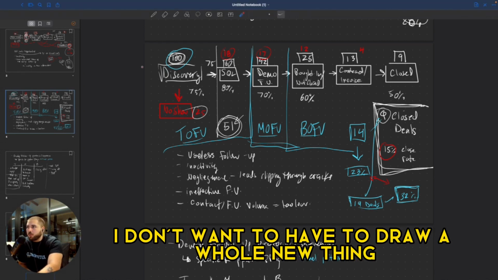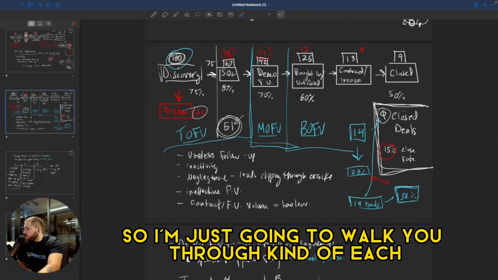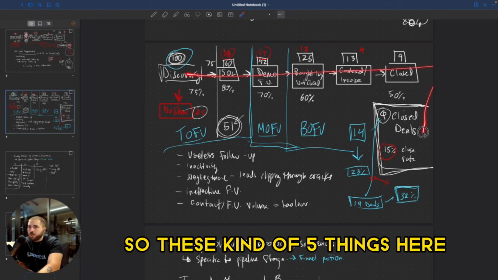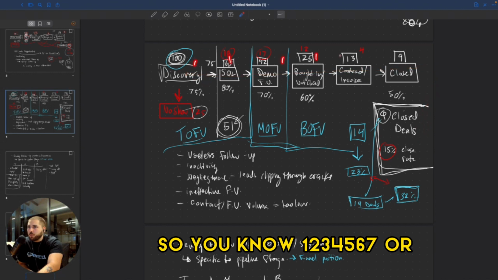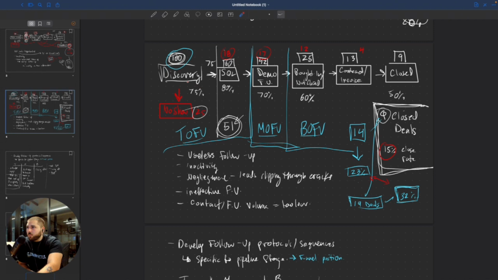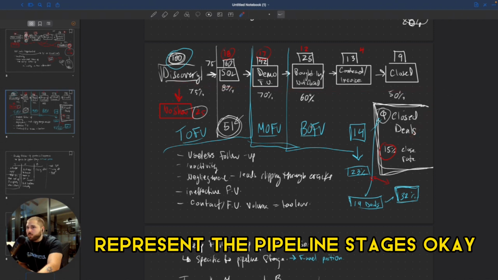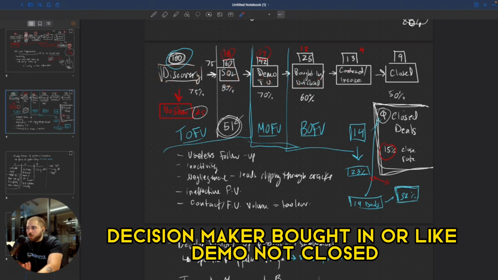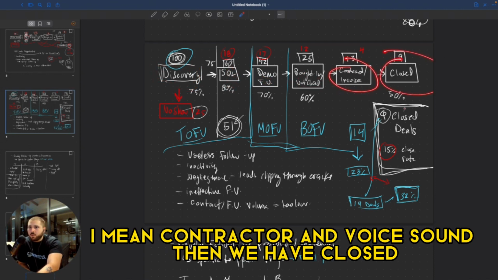I don't want to have to draw a whole new thing, so I'm just going to walk you through each different section here. So, 1, 2, 3, 4, 5, 6, 7, or sorry, these 7 things here represent the pipeline stages. You can see we have discovery, SQL, demo or follow-up, decision maker bought in, or demo not closed. Then we have contractor invoice out, then we have closed.